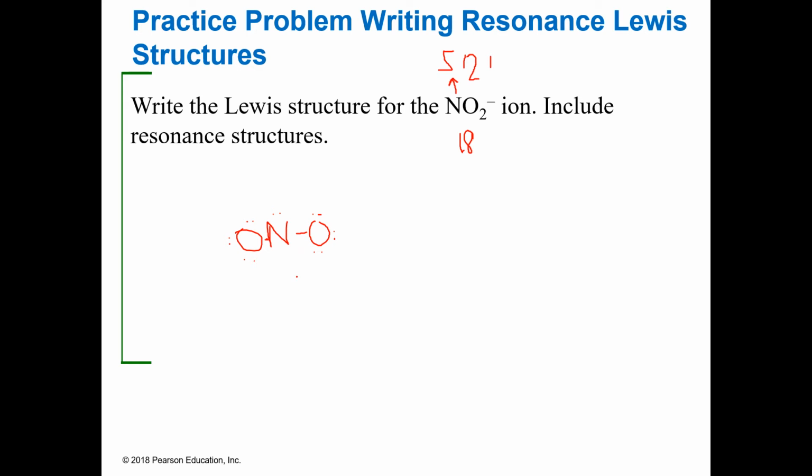Is my central atom satisfied? The answer is no, it only has 6, so I need to make a multiple bond. So I could either choose from here, or I can choose from this oxygen. If I chose from this oxygen, there's going to be a double bond here. Oops, I have to draw the line. Okay. Or I could have chosen it from the other side.